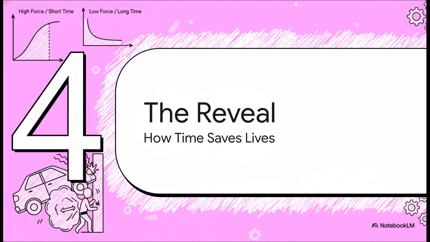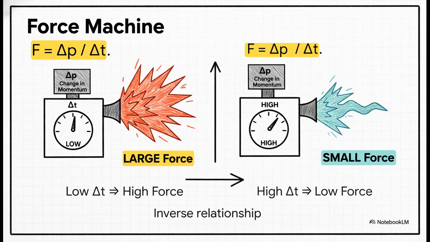Okay, we've got our tools, we understand momentum, we understand impulse. It is time. Let's put them together and solve the mystery of the safe stop. This is that aha moment we've been waiting for. All we have to do is just rearrange that master equation a little bit. If we solve for force, we see that force equals the change in momentum divided by the change of time.